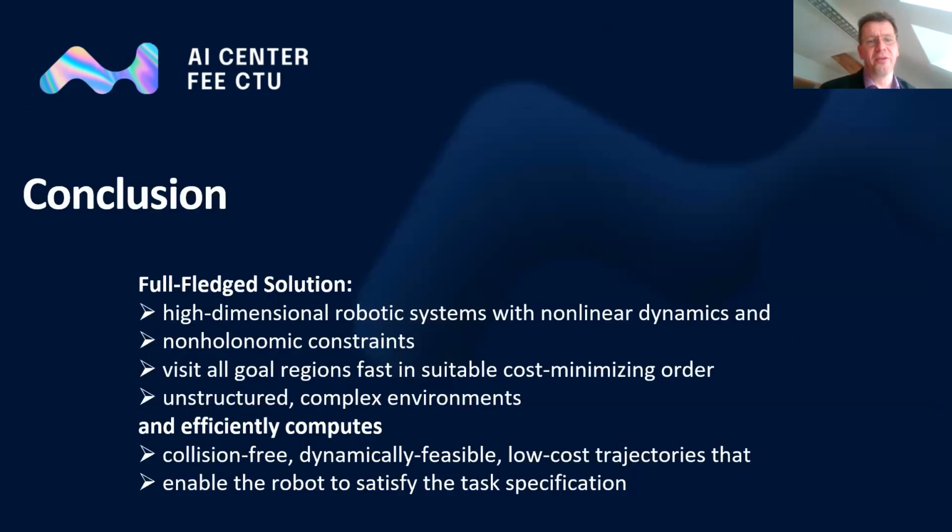So what we have is a full-fledged solution for high-dimensional robotic systems with nonlinear dynamics and nonholonomic constraints, and it visits all goal regions in a fast and suitable cost-minimizing order in an unstructured and complex environment, efficiently computes collision-free, dynamically feasible, low-cost trajectories that enable the robot to satisfy the task. So more or less, this is the end of the talk. I will give you like 2 or 3 more slides, and then we are done and get to discuss things.